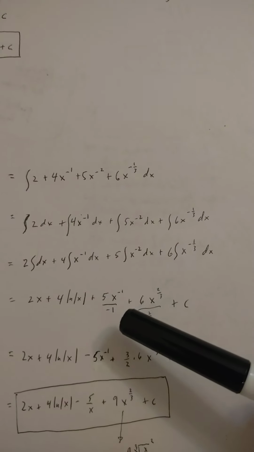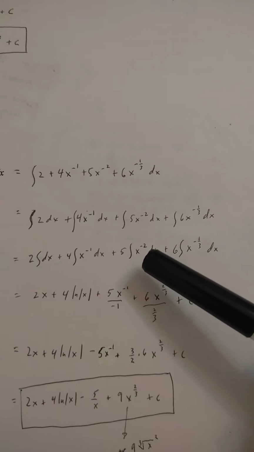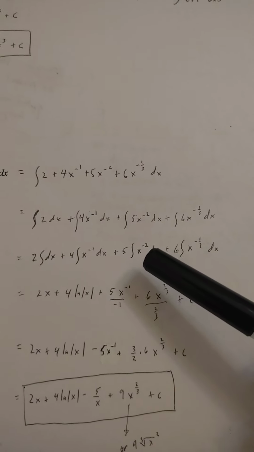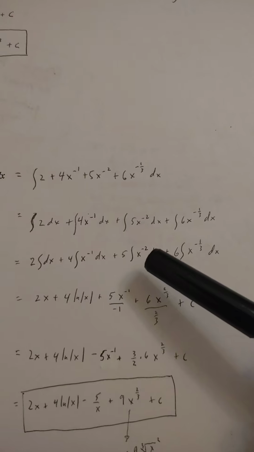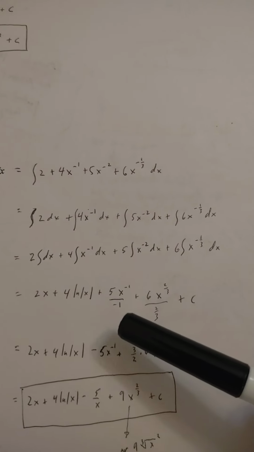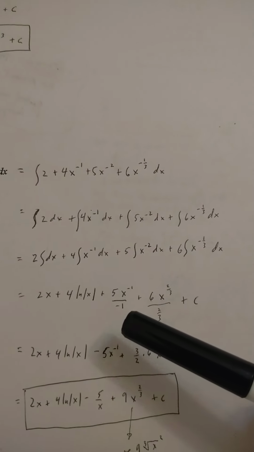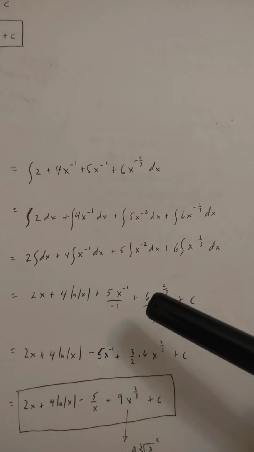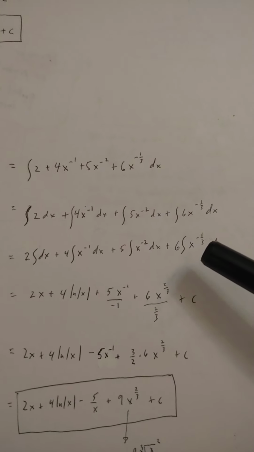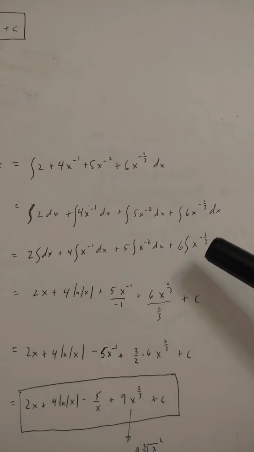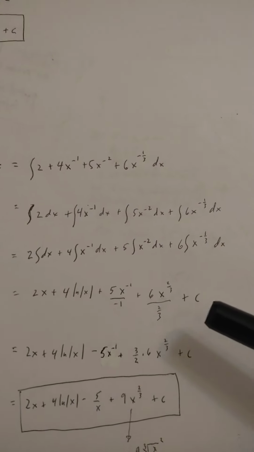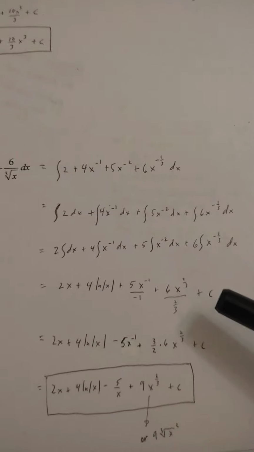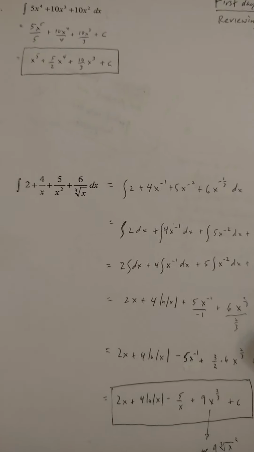Okay, and here's the power rule. You increase the power by 1 and then divide by that number. So that's the power rule for integration. When I increase negative 2 by 1, I get negative 1 over negative 1. So 5x to the negative 1 over negative 1. Plus, and then again, the power rule. What's negative 1/3 plus 1? It's a positive 2/3, and then over 2/3. And then finally write the plus c, because this is an indefinite integral.